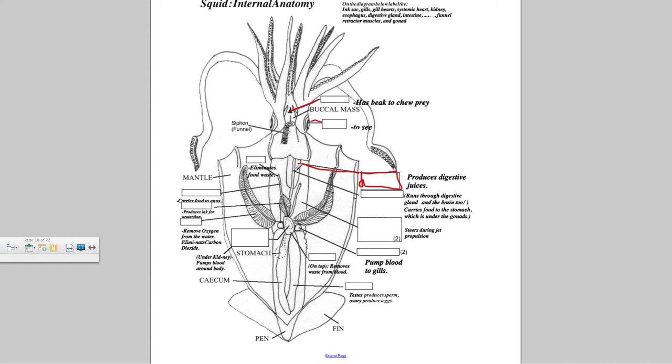This middle thing in the middle of your digestive gland runs through the digestive gland and the brain too, and it carries food to the stomach. What carries food to your stomach? Esophagus.